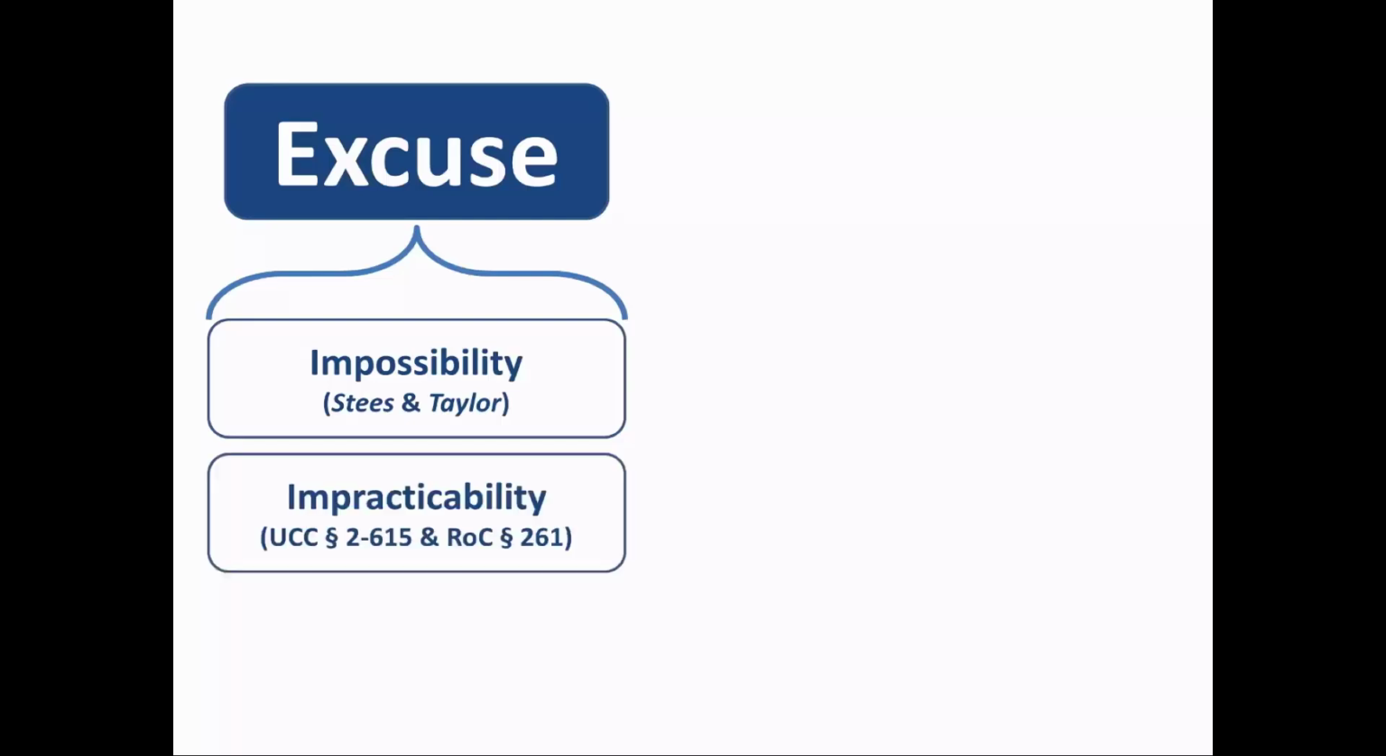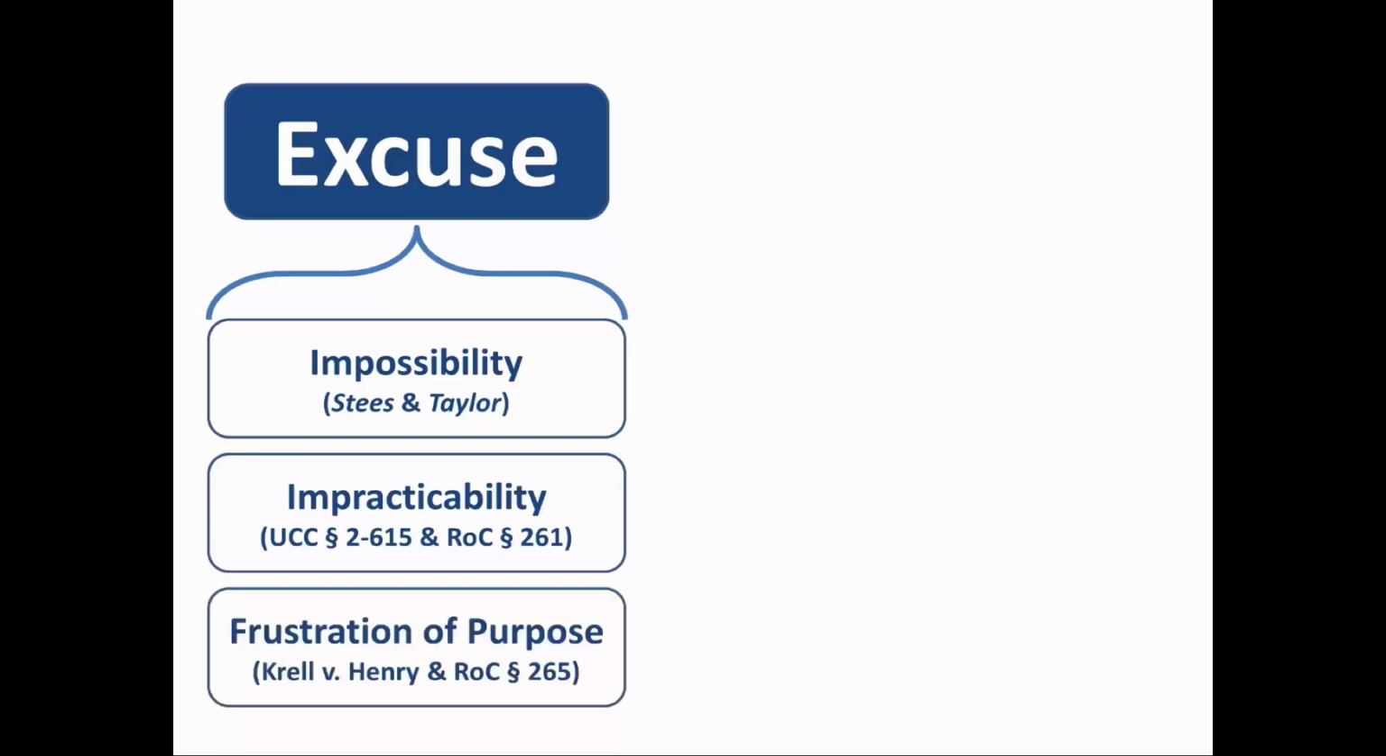We also have cases of impracticability. This is a more modern formulation used in the UCC in the second restatement. It expands slightly on older impossibility cases to encompass situations in which performance is not strictly impossible, but merely much more costly or difficult. Like impossibility, however, this excuse doctrine is still construed quite narrowly.